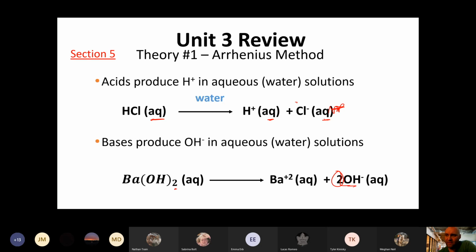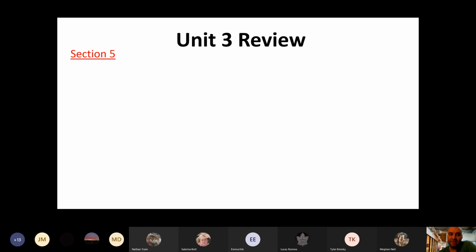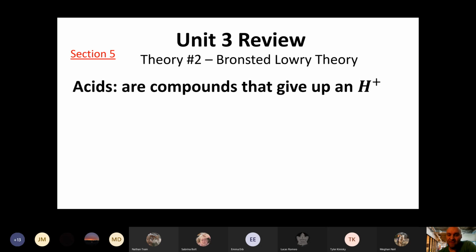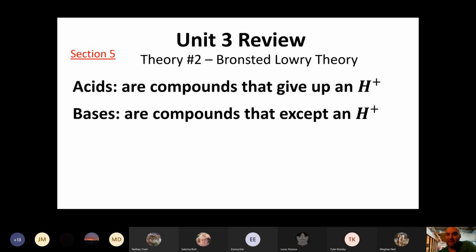So Arrhenius method was good. It works a lot of the time, but not all the time. And that was the problem. Doesn't work all the time to classify everything, so there needed to be a second theory, which was our Bronsted-Lowry theory. Now, this one focused on acids giving up hydrogens and bases accepting hydrogens.